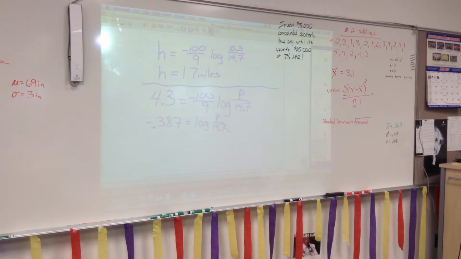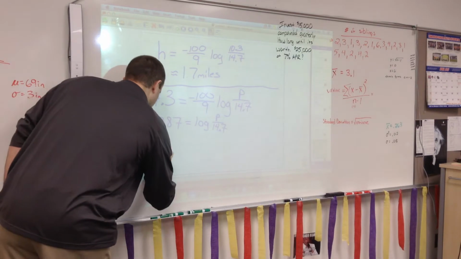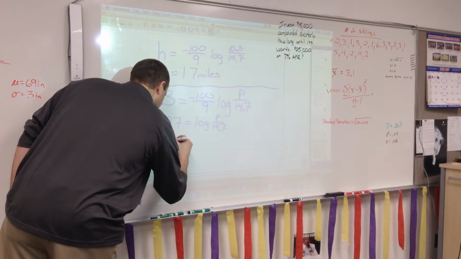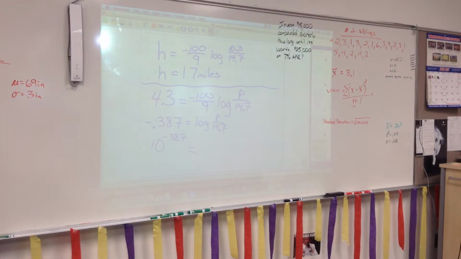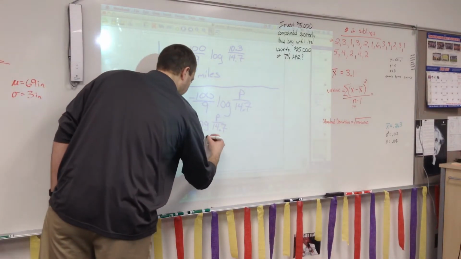You cannot, because that fraction is being logarithmed right now. What's the base? 10. 10, so not E, but let's use 10 and rewrite it in exponential form. Good idea. So it'd be 10 to the what power? Negative 0.387. Yeah. So 10 to the negative 0.387 has to equal how much? P over 14.7.